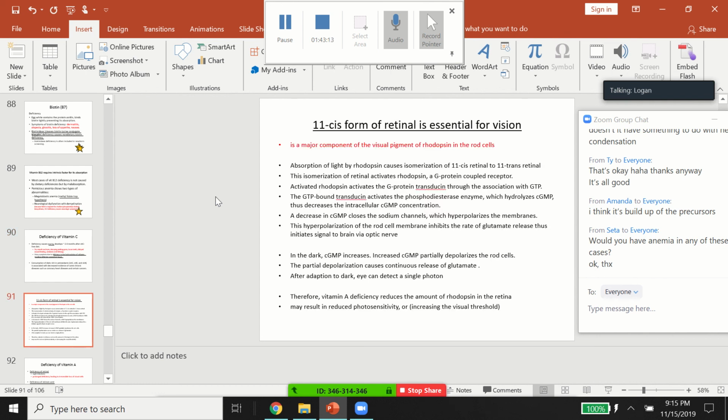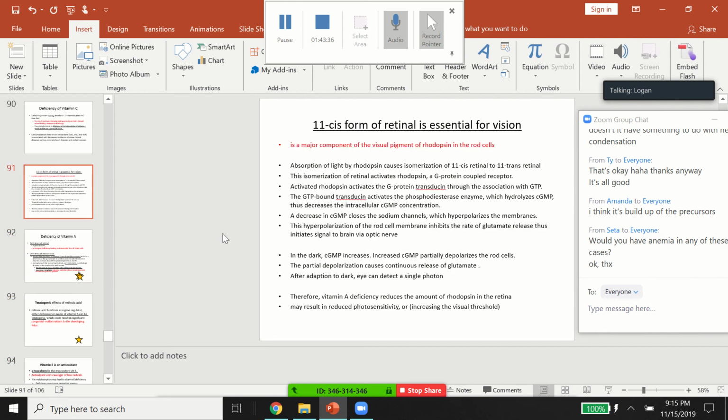11-cis form of retinol. I would know that that specific form of retinol is essential for vision. So basically what's underlined. And why is that essential for vision? Because it's a major component of the visual pigment rhodopsin in rod cells. So I would know honestly what I've highlighted on this slide. Not really all this other stuff, it's more like FYI. You don't really have to know that until physio.